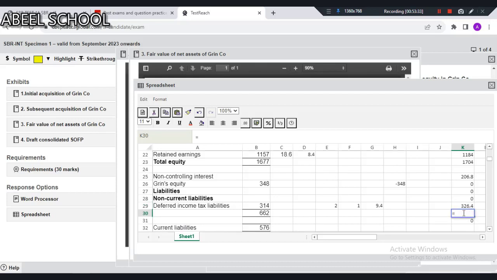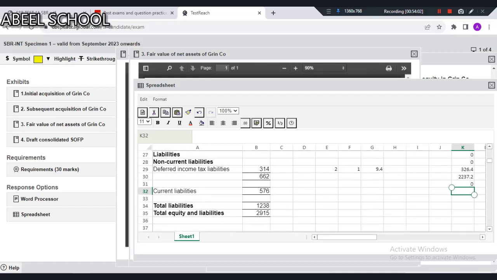So actually you have to be a bit careful for this total liability, and I have to show you the total of liabilities as well as equity. So it goes till here. That's it. So I'm getting 2237.5. Oh, we have non-current liability as well. Mistake again. Just a minute.